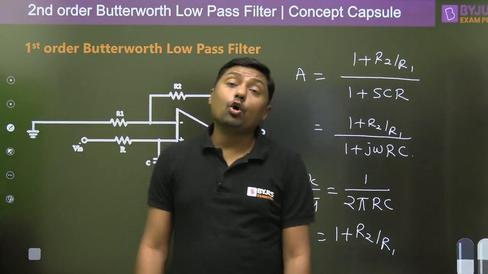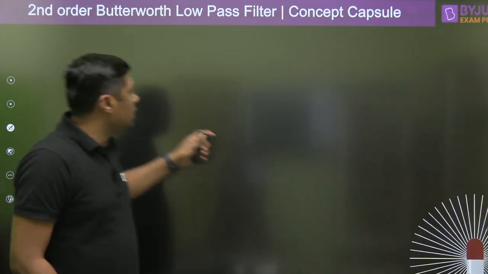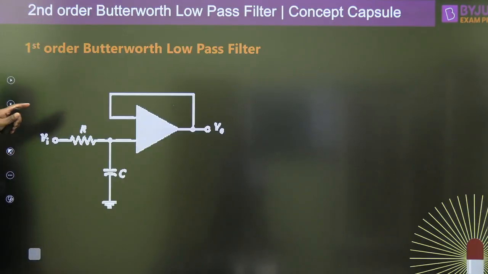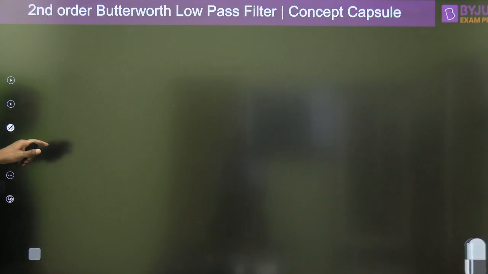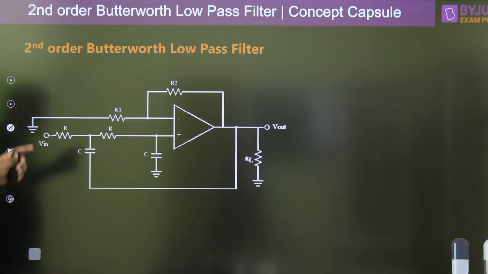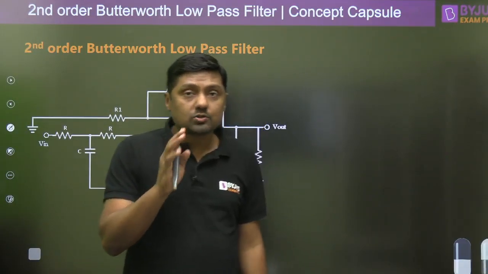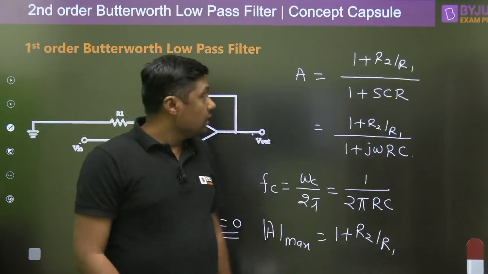Now, what is the need of the second order Butterworth filter? This is the first order filter, right? Already I have explained, the same first order but with the increase in the gain. Now, this is the second order filter. What is the need? Now I want to explain what is the concept here. Try to understand.